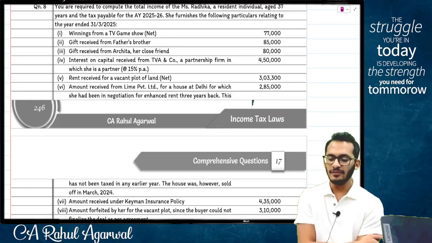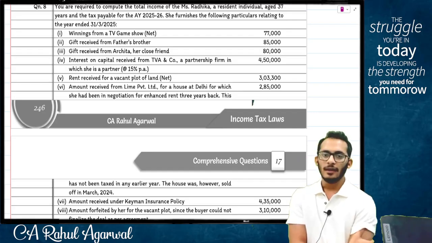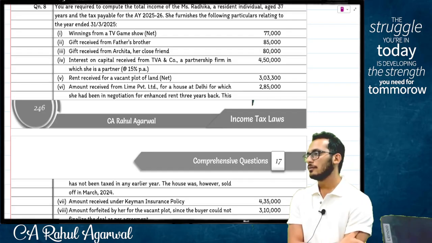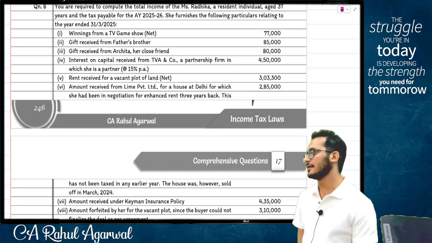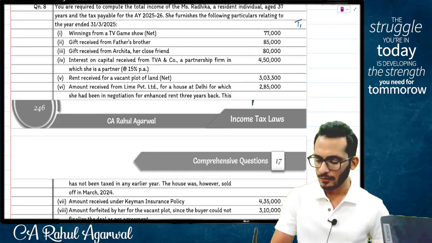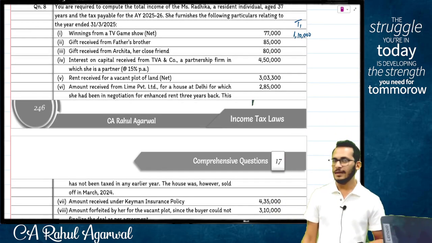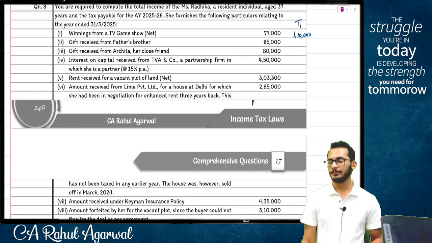There are winnings from a TV game show of 77,000. The net number is given to you, which means this number is after tax, which means this number is 70%. I want my taxable number: 1,10,000. This is my winnings, taxable under IFOS, at a flat tax rate.